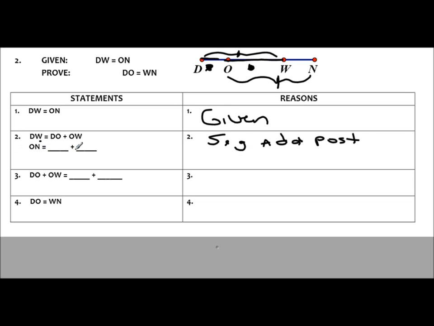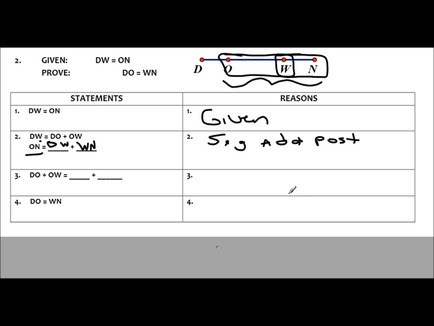And it says ON. Well, it's in the same box as the segment addition postulate. So what we're going to have to do is finish up the segment addition postulate as it applies to ON. ON, the whole length of ON, is made up of OW plus WN.